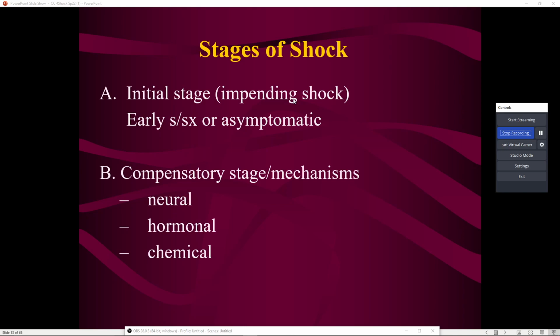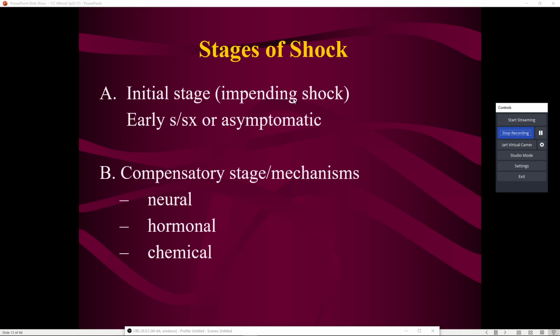Then we have the first official stage of shock called compensated shock. And this is our body going full-blown reaction, sympathetic nervous system, neural systems are intact, hormones are intact and promoting fight or flight, SNS, sympathetic nervous system response.